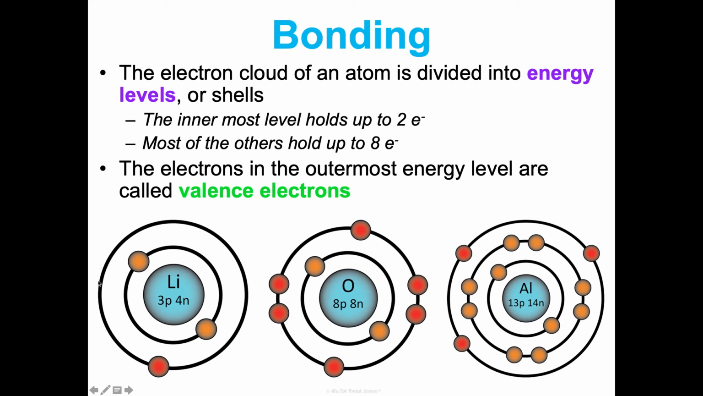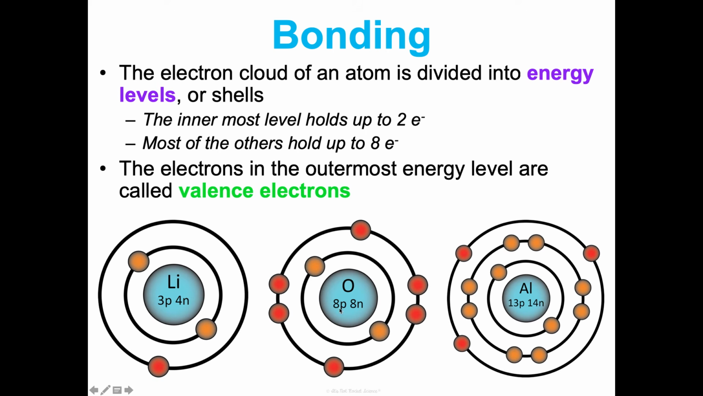Hopefully you remember that electrons in the outermost energy level are called valence electrons, and they are super important because they determine what's going to happen when these atoms are going to bond to become more stable. So notice lithium has 3 protons. So notice it also has 3 electrons, 1, 2, 3. Its mass number would be 7 because 3 plus 4 is 7. And then notice it only has one valence electron.